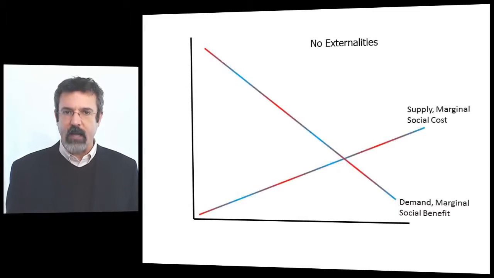In the absence of externalities, demand is the same as marginal social benefit and supply is the same as marginal social cost.